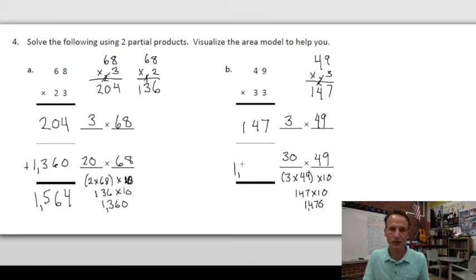1,470. Aligning place values the best I can. 7 and 0 make 7. 4 and 7 are 11. Regroup the 1. 1 and 1 are 2. Plus 4 is 6. And we have 1,000.